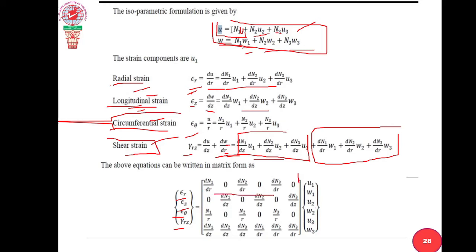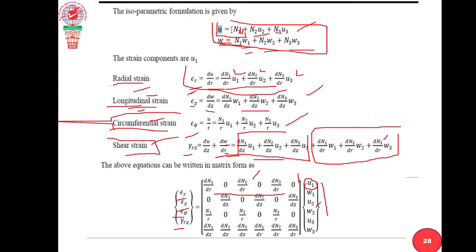That means if you multiply this first row and first column, what is the equation you'll get? Epsilon r we will get. How? Let me verify. First row, first column: dN1 by dr into u1. Yes, we got this. Similarly, 0 into w1 is 0. Next, dN2 by dr into u2. Yes, we got the second term. 0 into w2, 0. Again dN3 by dr into u3. Finally, 0 into w3 is 0. So the first equation you got.